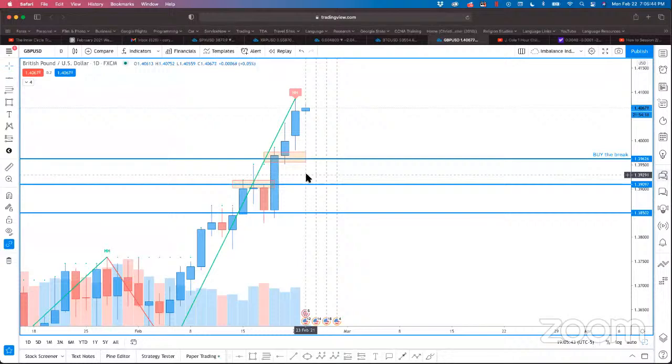The first one, right? It broke, but it didn't close above. It broke and closed above right here. So the retest you would be looking for would be right here off of this candle. This candle never broke and closed above.